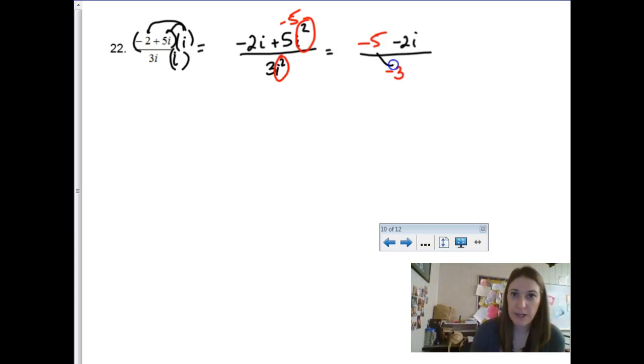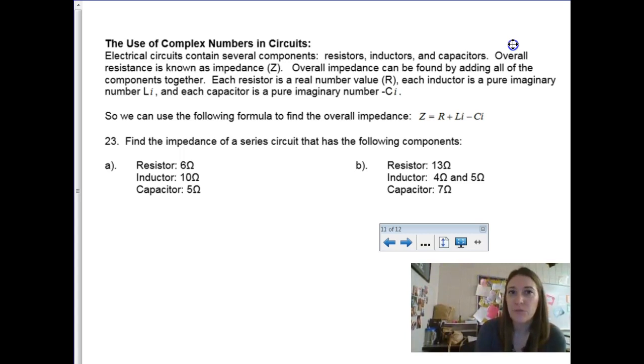So using my little trick of writing it in a plus bi form, you have to be a little bit careful here though, guys, because negative over negative will reduce to a positive 5/3, and then negative over negative again will reduce to a positive 2/3 i. So clearly, if you have a monomial denominator, it's way less work, so that's exciting.